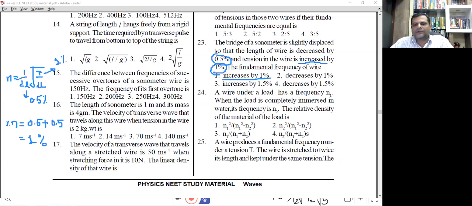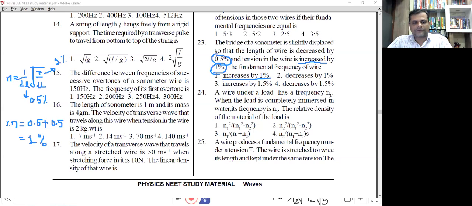A wire under a load has a frequency n1, and when the load is completely immersed in water its frequency is n2. अच्छा, मतलब वायर अंडर अ लोड हैज फ्रीक्वेंसी n1, मतलब जब उसके ऊपर लोड अप्लाई किया जाता है तो उसकी फ्रीक्वेंसी n1 बनती है, but when the load is completely immersed in water its frequency becomes n2, then what is the relative density of that material?